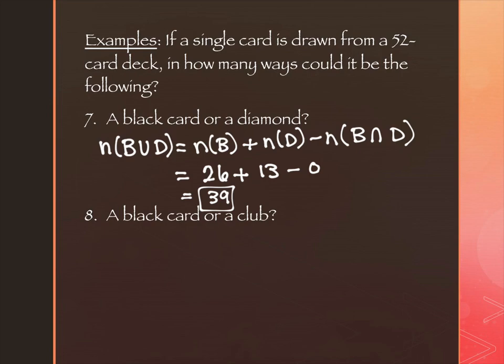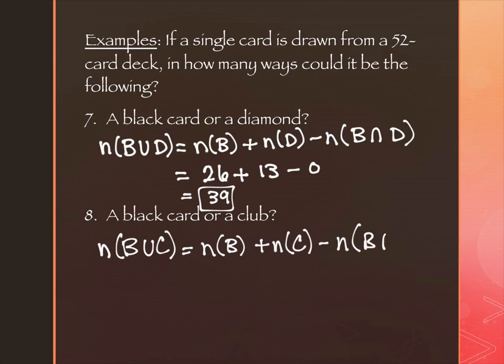So you could also think of this sort of from a complements perspective if you chose to on this particular problem. All right, last one. Black or club. So the number of ways I get a black or a club. So I have my number of black cards plus my number of clubs minus my number of blacks and clubs.